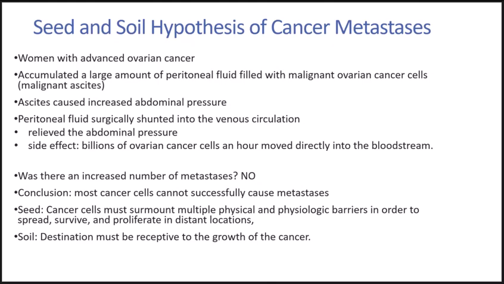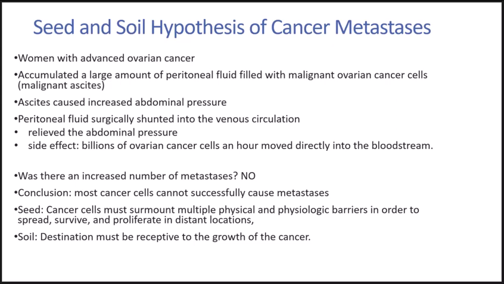All right, let's look at the seed and soil hypothesis of cancer metastases. Women with advanced ovarian cancer were ending up with ascites, which is an accumulation of fluid in the abdominal area. So they can almost look like they're pregnant, and have the so-called beer belly look that people that drink a lot of alcohol can end up with. And this is called malignant ascites because the peritoneal fluid is filled with malignant ovarian cancer cells.